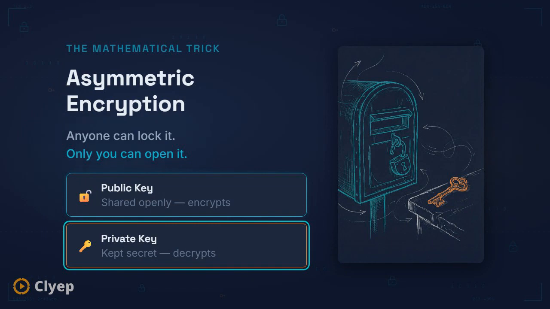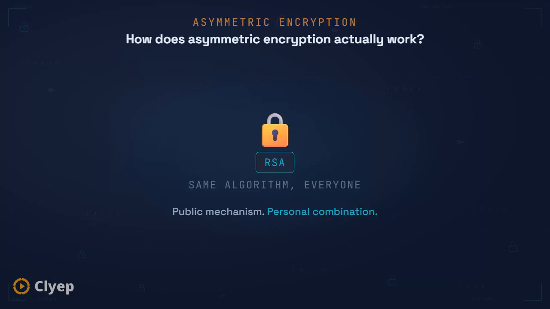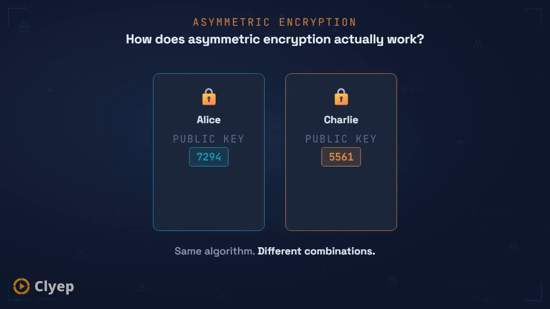Let's break that down. The algorithm that does the locking, RSA for example, is public. Anyone can read exactly how it works. That's not the secret. What makes it your lock is the combination you set. Alice and Charlie both use the same RSA algorithm, same lock type, but each person generates their own combination when they set up their key pair.